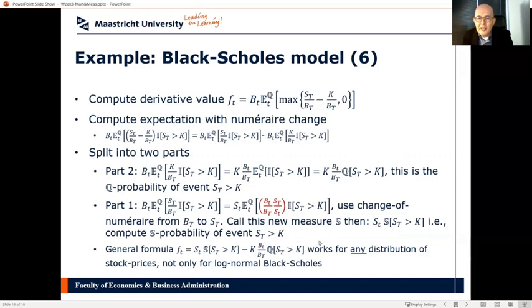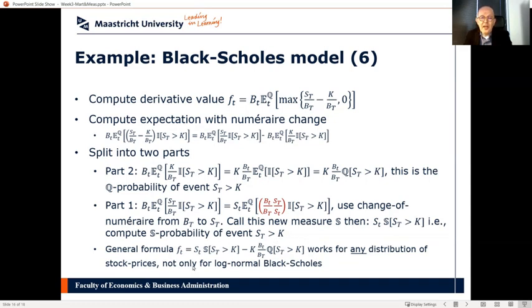So this is the martingale measure that belongs to taking the stock price as the numeraire. And taking the stock price as a numeraire is a valid choice because the stock price is a traded asset in the Black-Scholes economy, and the stock price has a strictly positive price. So now I'm getting a general formula for my call option price. The call option price is the price of the stock times the S probability of the event S is larger than K, minus the discounted strike price times the Q probability of the event that S is larger than K.